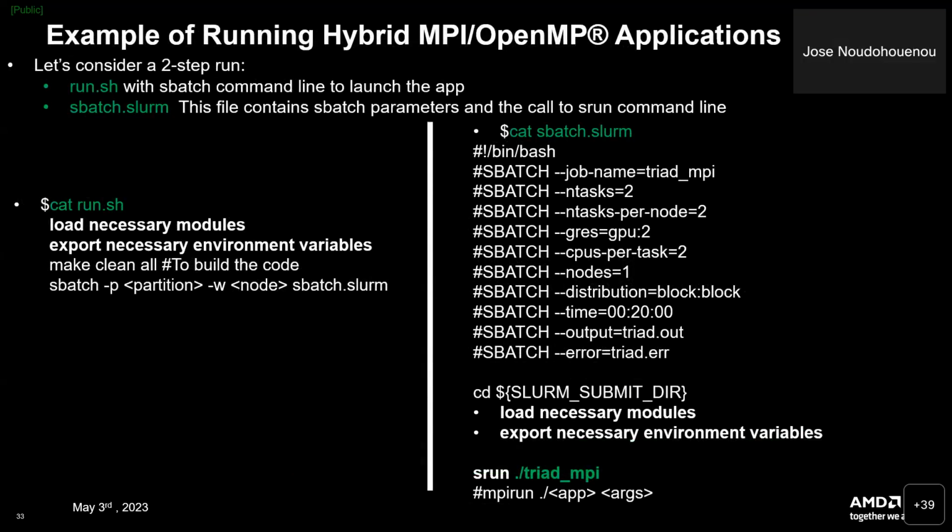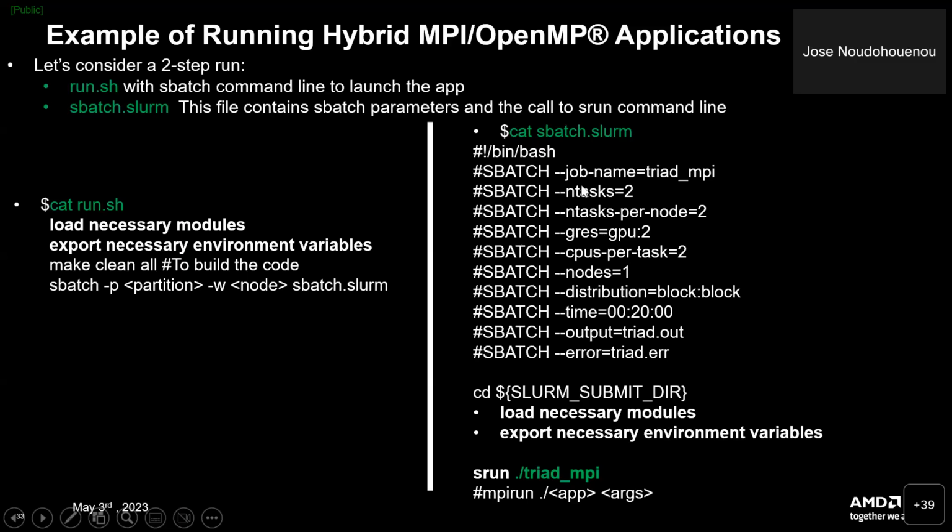And how do you build this? Let's consider this two-step run. So we have two scripts. One script is run with the sbatch command line to launch the applications, and the other script contains sbatch parameters and the call to the srun command. If you look at the high-level screen, you will see that we load all the necessary modules. You can build your application there, and then with sbatch, we are working on a certain partition, on a certain node. So you will have all the necessary expressions to allocate a node and estimate the job. And the job description is within this file, and this is how it looks like in general.